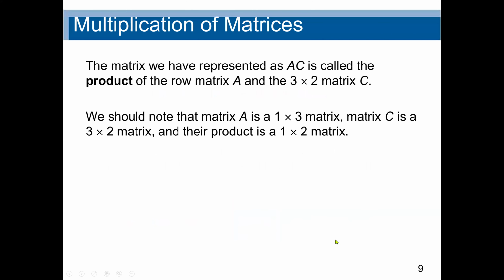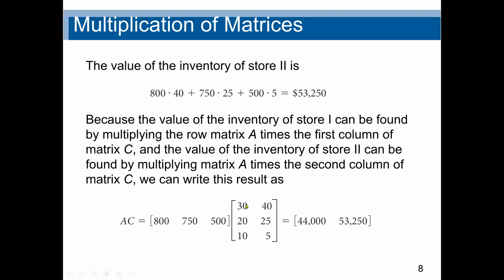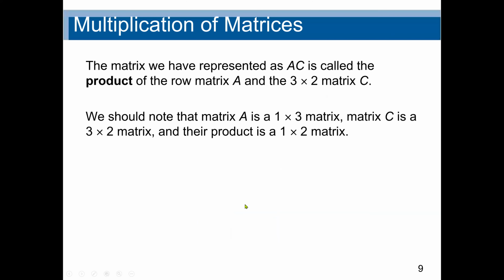So here we say the matrix we have represented so far as AC is called the product of a row matrix A and the 3 by 2 matrix C. The second matrix has 2 columns, so it's 3 by 2. Again, when you are talking about the size of a matrix, the number of rows comes first before the columns. Now, since in the first matrix the number of columns is 3, and in the second matrix the number of rows is also 3, we can do multiplication.